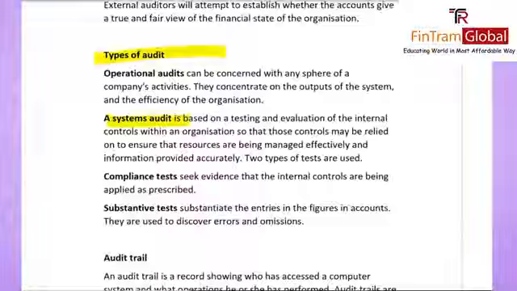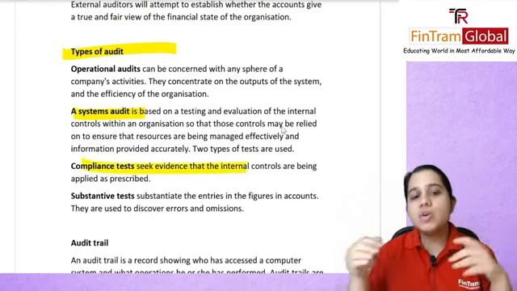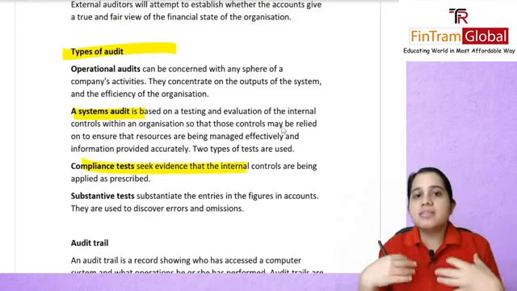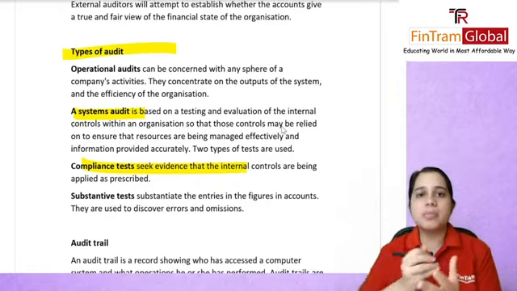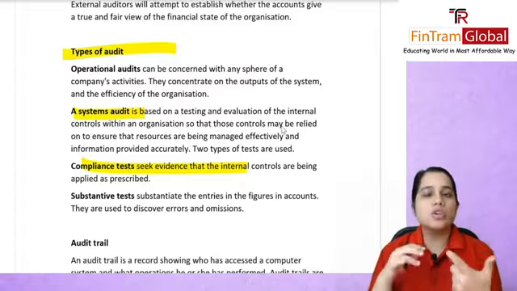You are testing and evaluating whether the controls that you have in place can be relied on or not. Under your system audits, wherein you are evaluating your internal controls, you have two types of tests. You have your compliance test, wherein you are seeking evidence that the internal controls are being applied as prescribed. So internal auditors prescribe that these have to be used this way, are they actually being used that way or not? That's your compliance test.